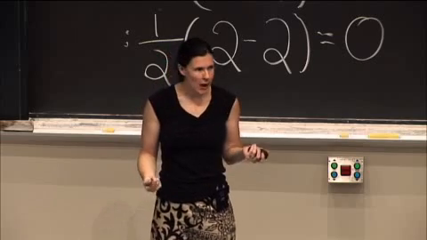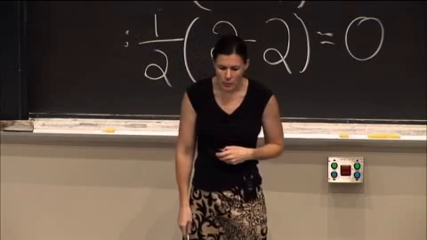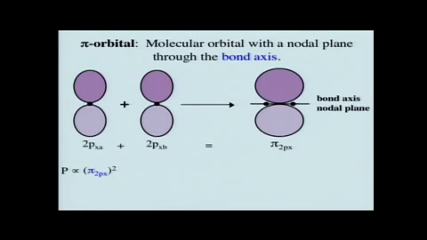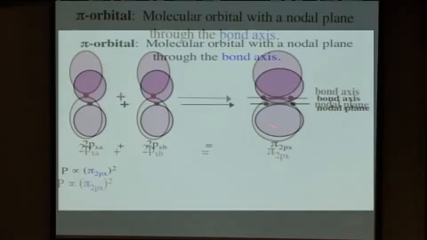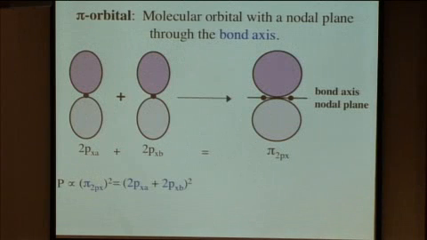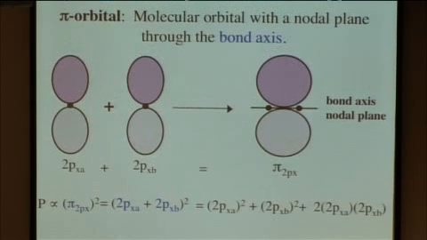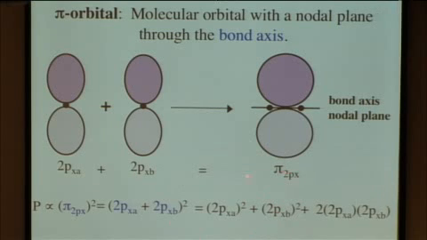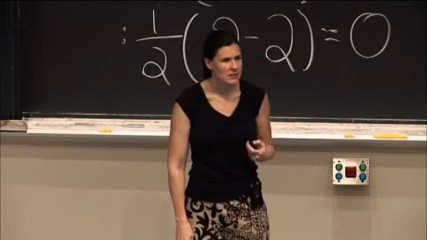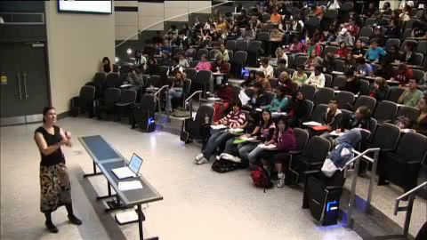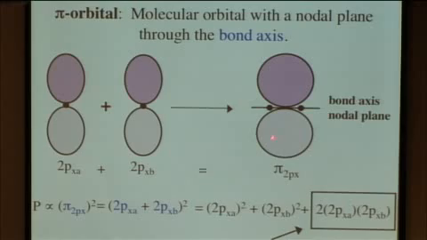So again, we can think about the probability density in terms of squaring the wave function. So now what we're squaring, if we're talking about the x orbital, is pi 2px squared. And this is just equal to the 2pxa plus the 2pxb, all squared, or if we write out all of the terms, we have 2pxa squared plus 2pxb squared, and then this term here. And again, this is our interference term. In this case, is it constructive or destructive interference? Constructive interference. We're seeing the wave functions adding together and giving us more wave function in the center here.